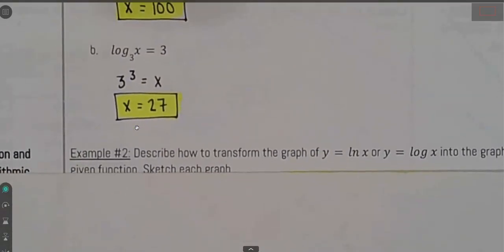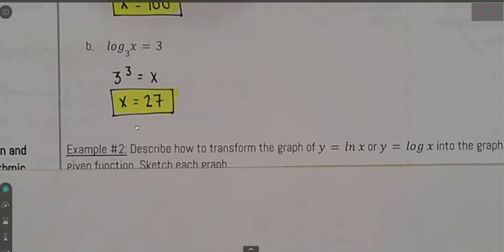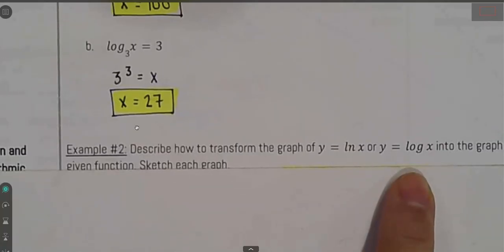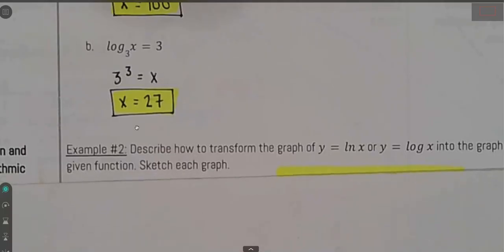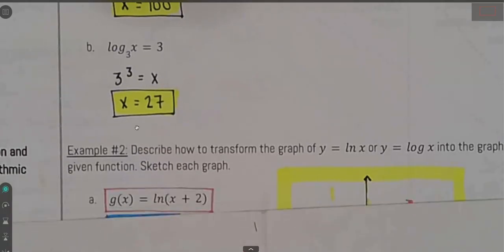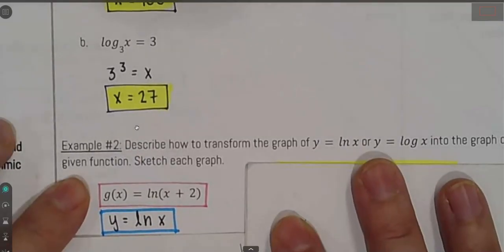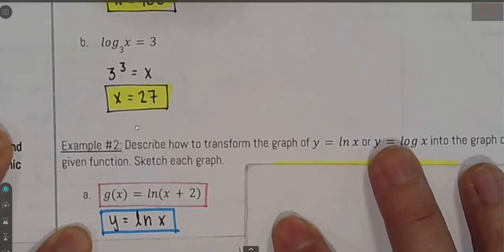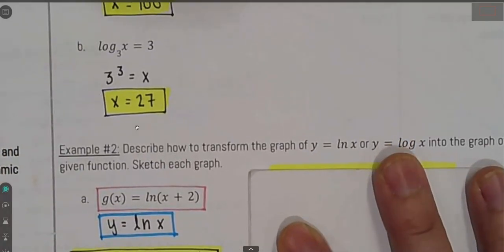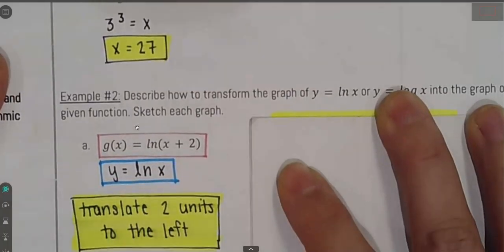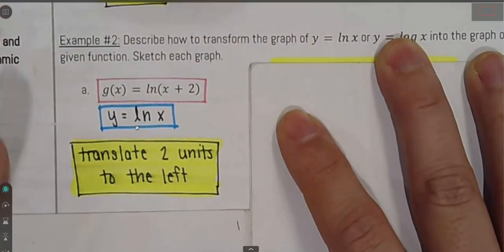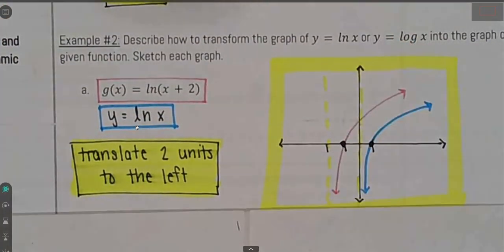It says, describe how to transform the graph of natural log or common log into the graph of the given function, and then sketch each graph. Okay, so what I've done here, I've graphed this one in pink and this one in blue. I'm adding 2 inside the function, so I'm going to translate 2 units to the left. It looks something like that.